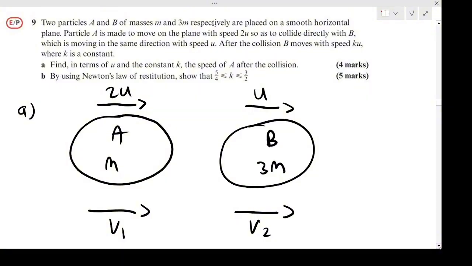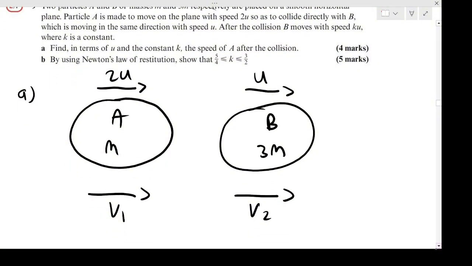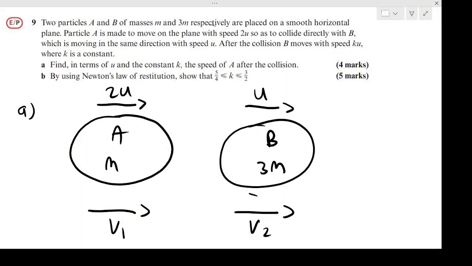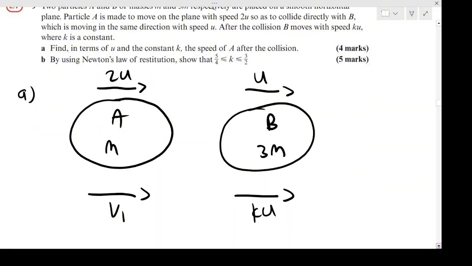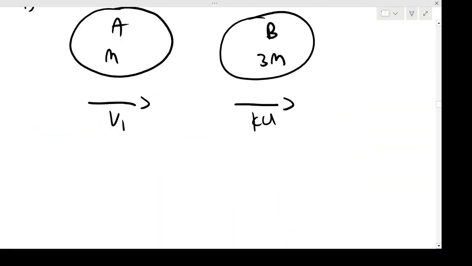Now, I'm not told what the coefficient of restitution is. It's just e. I'm just going to leave it as e. And actually, we know what v2 is because we're told in the question, after the collision, B moves with speed ku. So it's actually ku here. So we just need to find v1, really. So again, we're going to just apply momentum first.